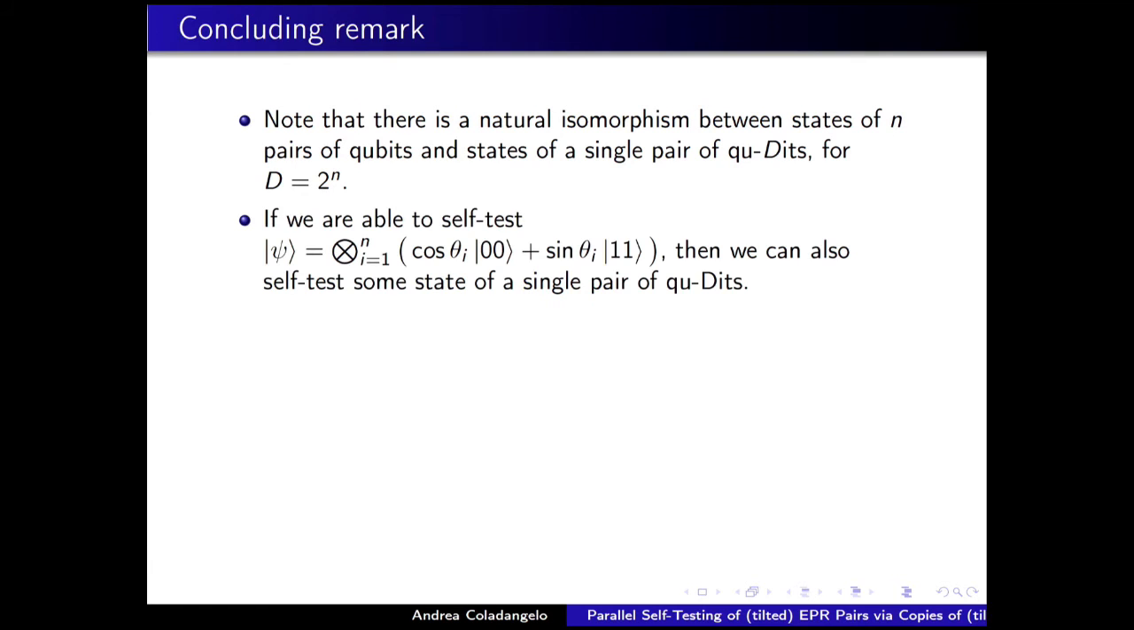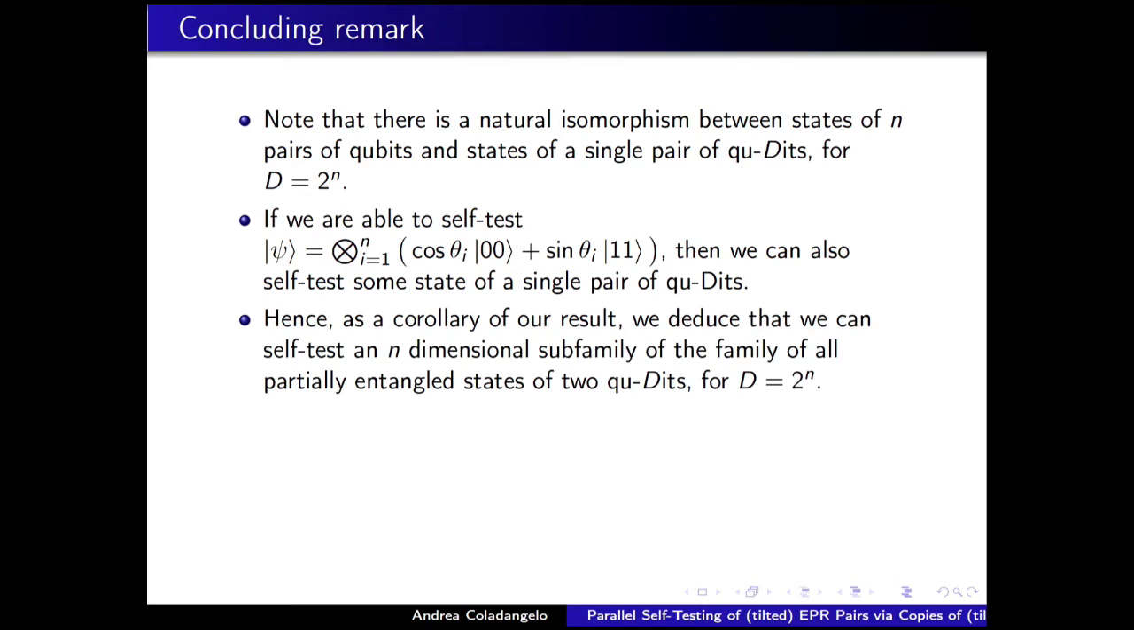What this means is that if we're able to self-test a state that is a product of tilted EPR pairs, then we can also self-test some state of a single pair of qubits for d equals 2 to the n. Of course, all of the states that are product of tilted EPR pairs do not cover all of the single pairs of qubits, because we only have n degrees of freedom, one for each angle theta_i. But nonetheless, as a corollary of our result, we deduce that we can self-test an n-dimensional subfamily of all the entangled states of two qubits.